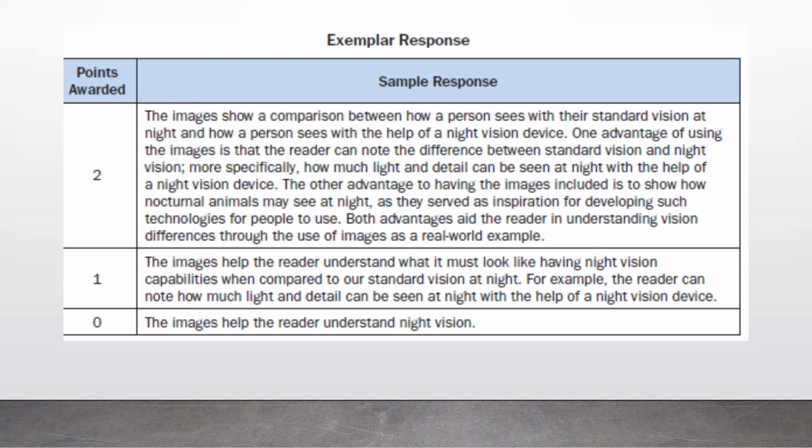So a 0 response simply says the images help the reader understand night vision. Not enough details. Didn't use the R from the RACE strategy, didn't cite any textual evidence, did not explain, did not elaborate. Then we have a 1-point response. The images help the reader understand what it must look like having night vision capabilities when compared to our standard vision at night. For example, the reader can note how much light and detail can be seen at night with the help of a night vision device.